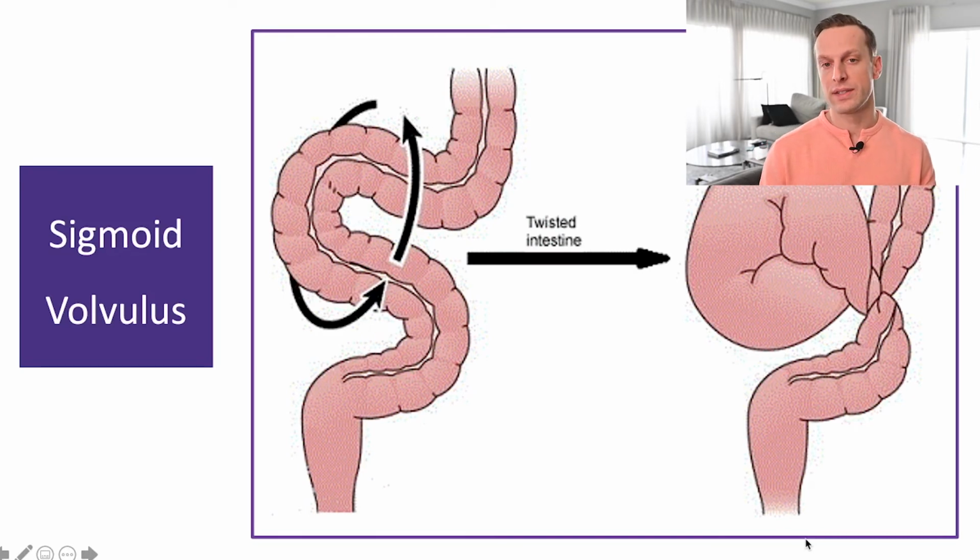One of the causes of bowel obstructions that we mentioned was volvulus. And here's a good example of a sigmoid volvulus. This is one of the more common large bowel volvuluses. And it gives you a sense also as to what's happening in a closed loop obstruction.